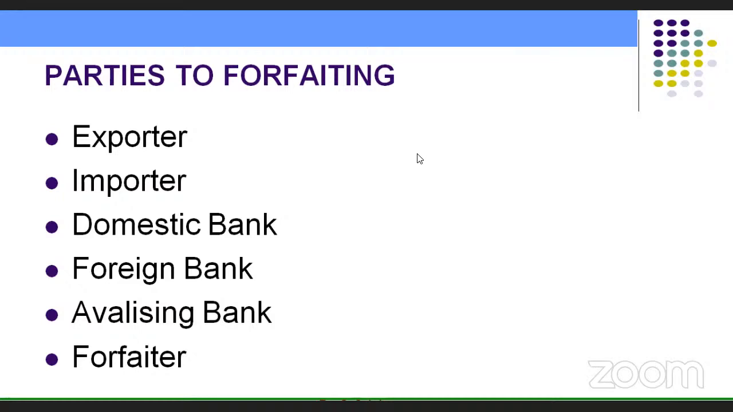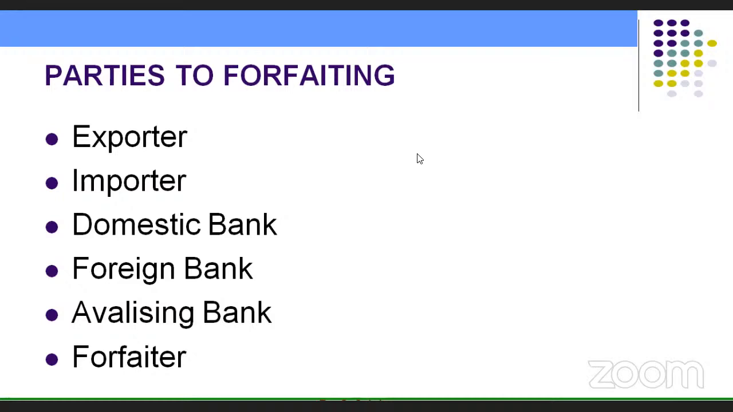Then avalizing bank. In case the importer is in a country with a bank which is not recognized across the world and particularly by the exporter, then there will be another bank which will provide a guarantee for the payment by the importer's bank.